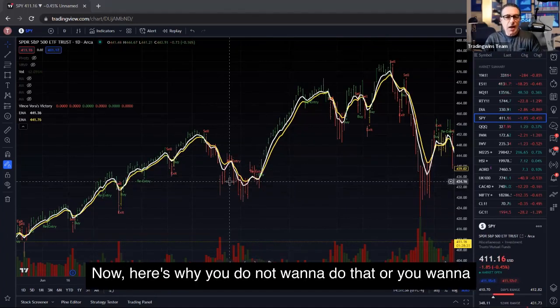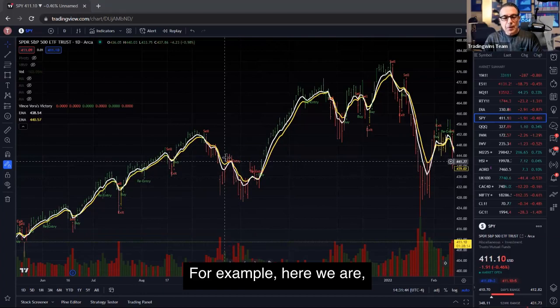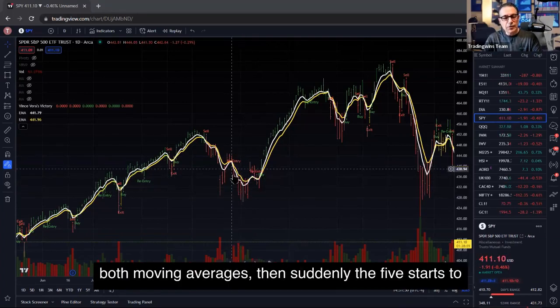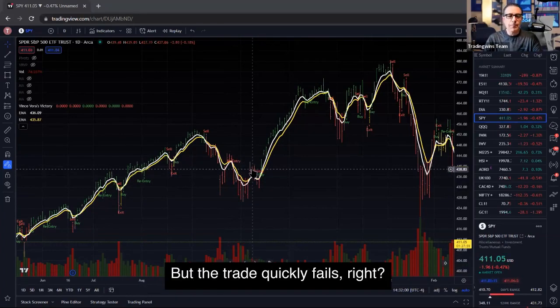Now, here's why you do not want to do that, or you want to add another piece to it. Okay? For example, here we are, where price is dropping, it's below both moving averages. Then suddenly the 5 starts to cross above the 8 and price moves above, which is an important thing to look for.